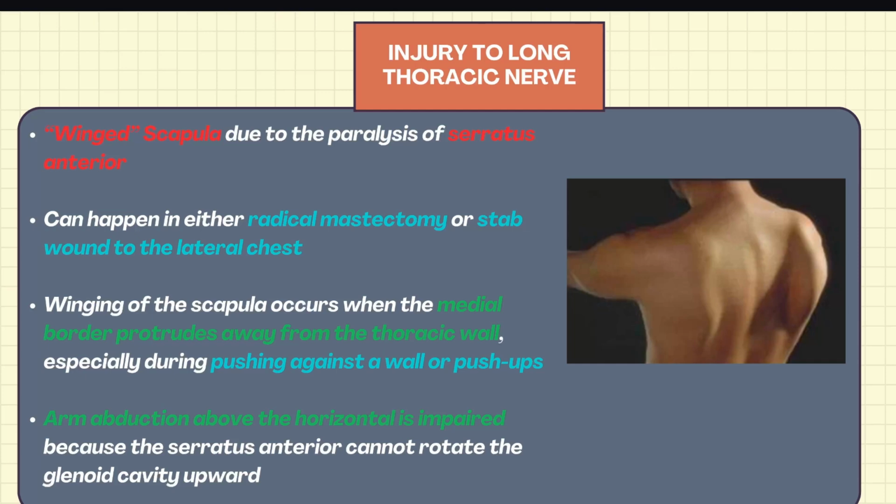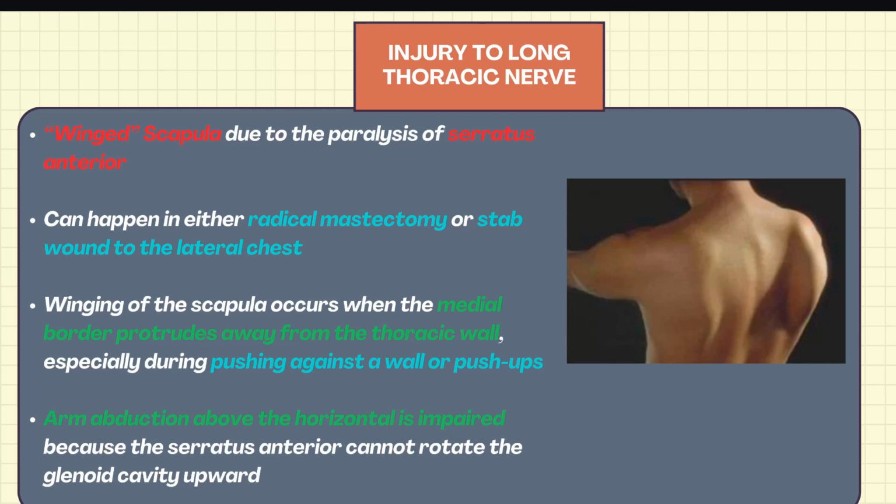How can this happen? How can someone get an injury to their long thoracic nerve? It can happen either due to a stab wound in the lateral chest or in a radical mastectomy, like during surgery. The winging of the scapula occurs when the medial border protrudes away from the thoracic wall. So you can see here the protrusion of the scapula away from the thoracic wall. And you can see this mostly when someone is doing push-ups or pushing against a wall. You can see this more.